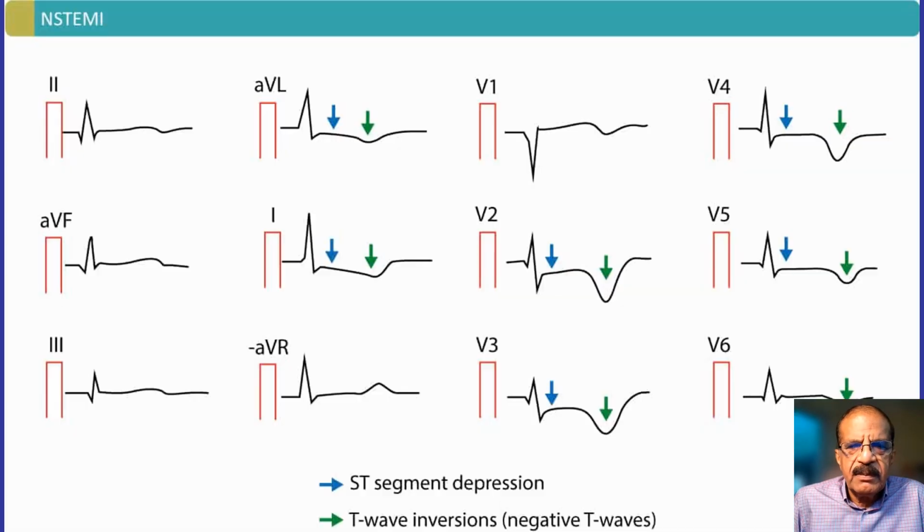So this is the graphic form of the same thing. ECG would show ST depression and T wave inversion. This is the symmetrical T wave inversion, right?